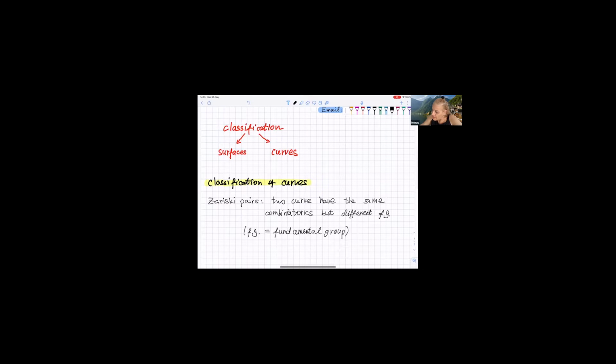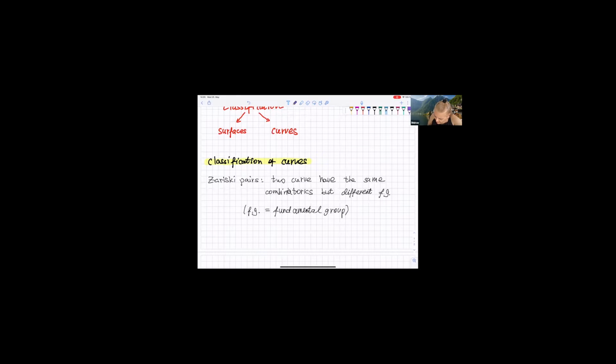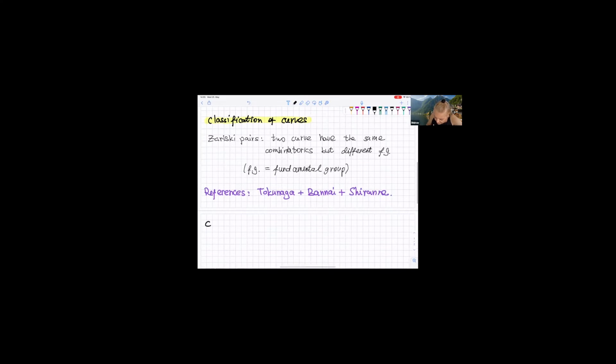A very good references for this are the papers of Tokunaga, Banai, and Chiran. And here I stop and I speak now about classification of surfaces till the end of the talk. So classification of surfaces.